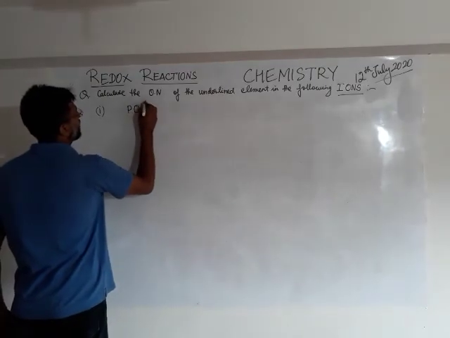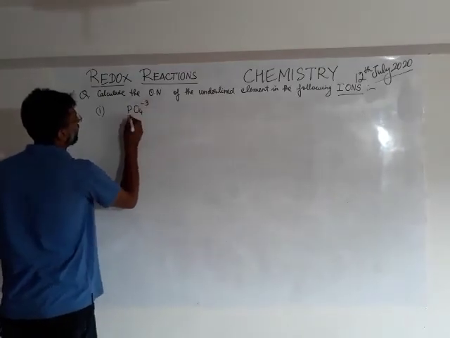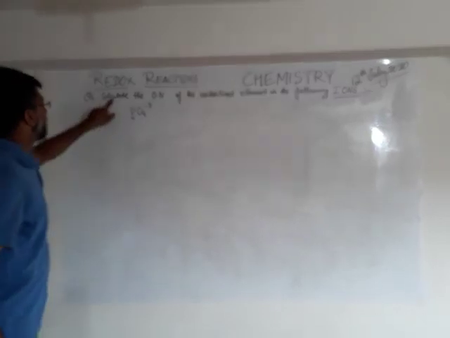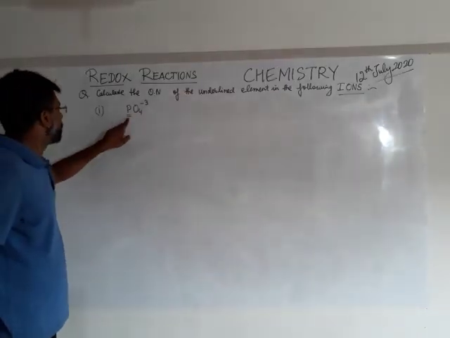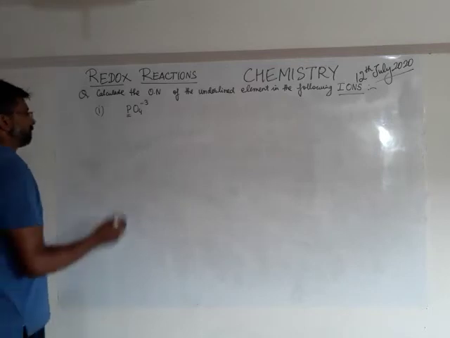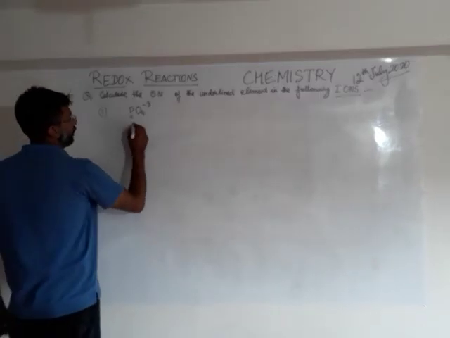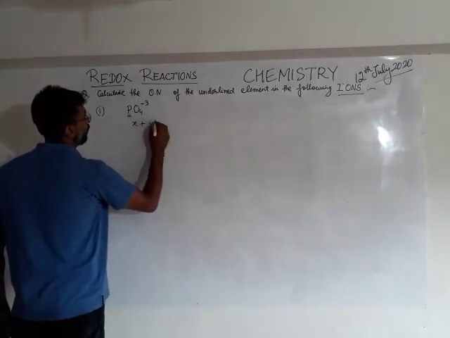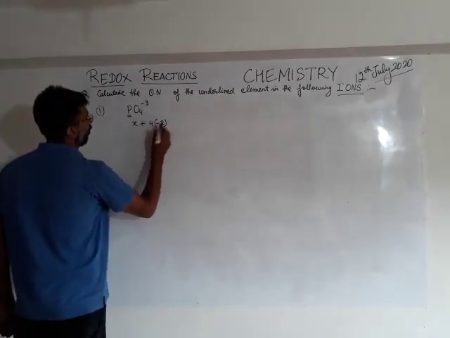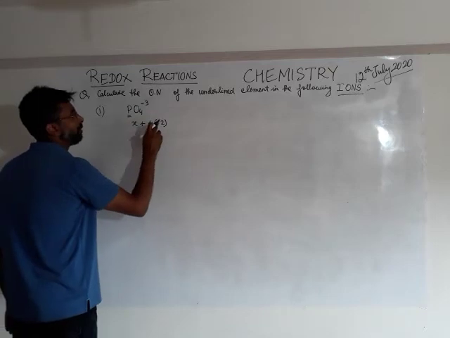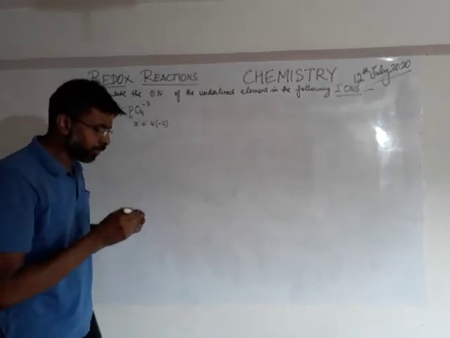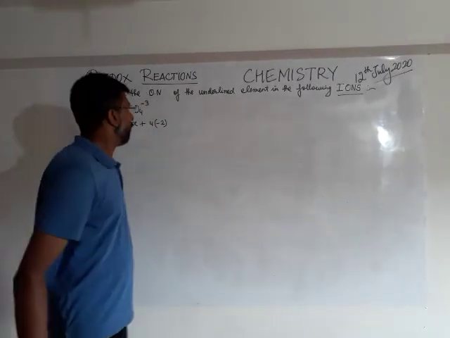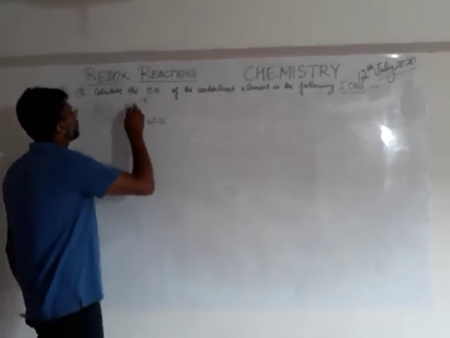PO4 minus 3, the underlined element is phosphorus. So calculate the oxidation number of phosphorus in phosphate. Again, here you can let it be X plus 4, this 4 into minus 2, oxygen, the oxidation number is minus 2. Now some of you must be wondering very badly, from where did the oxidation number of oxygen come?